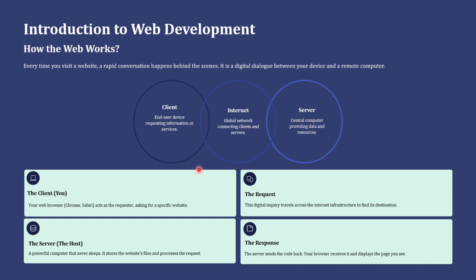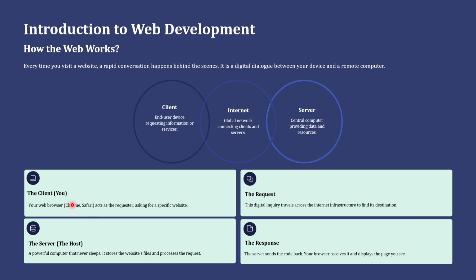The client could be your laptop, phone, or tablet, basically the end user device requesting information or services. The internet, or you could call the middleman, is the massive global network connecting the client and the server. Lastly, the server. It is a central powerful computer that stores and provides data and resources needed for the website. Now let's visualize the digital dialogue.